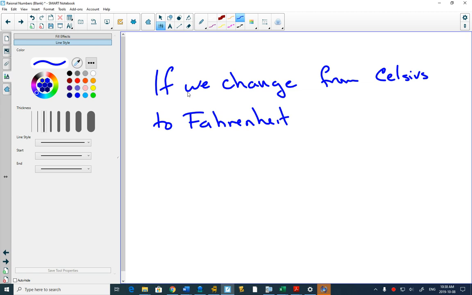So if we change from Celsius to Fahrenheit, we're going to use a different formula. The same formula would work, but you have to do more math. They've also set up a formula that is Fahrenheit equals 9/5 times your Celsius plus 32.